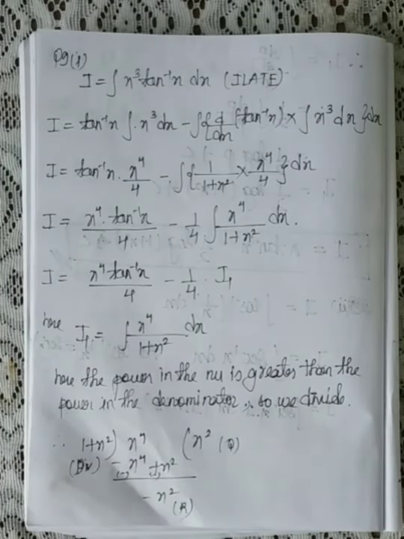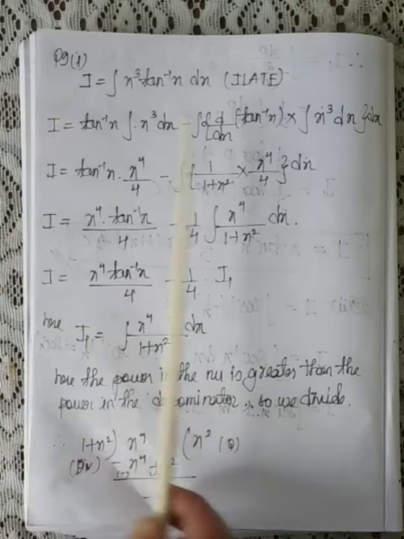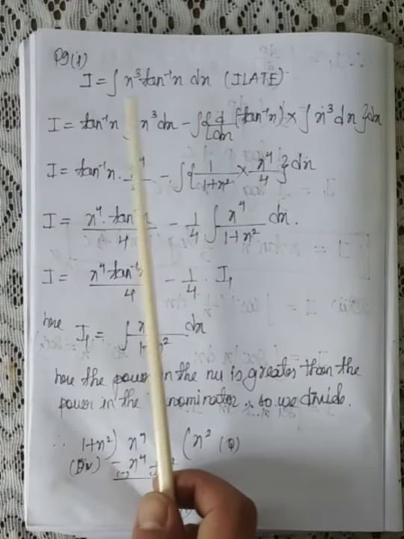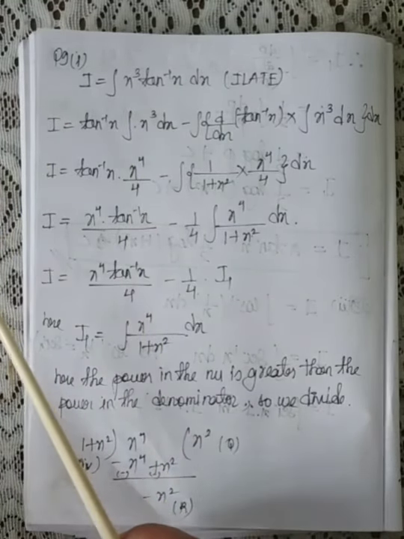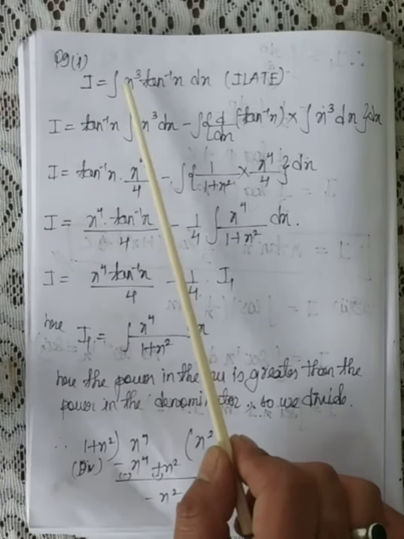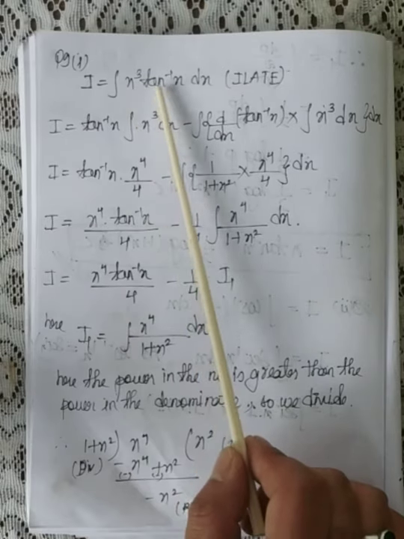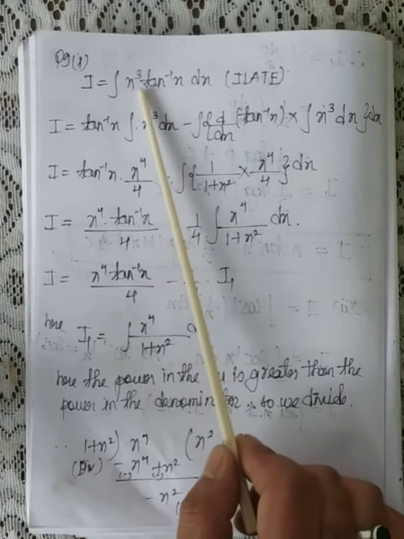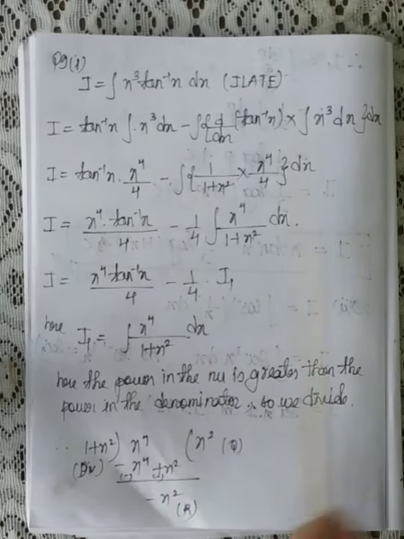Alright, the next one I'm taking out here is question 9 part 1. We have integration of x cube into tan inverse x. So again here also we can see there are two different functions. One is inverse trigonometric and the other one is an algebraic function. So no doubt inverse trigonometric is going to be your u, this is going to be your v. So this step I hope you are clear.